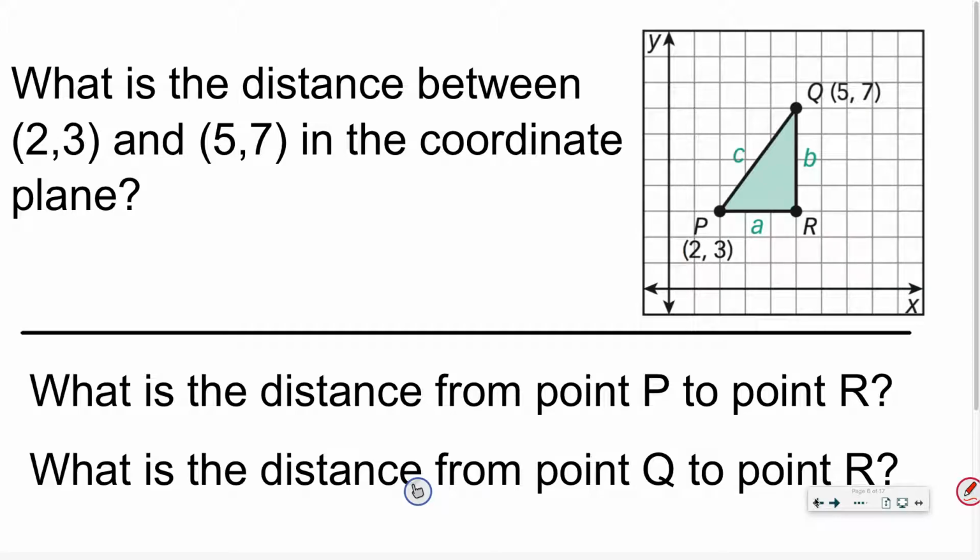I need any two sides. Right? Based on this, what two sides could I find? Yeah, I can find A and B. Notice that because I'm using the graph paper, I already have the units of that graph paper represented. What is the distance from point P to point R? 3. And if I look here on the graph paper, I have 1 unit, 2 units, 3 units. Okay, so my length here is 3. And how about from R to Q, or Q to R? 4. 1, 2, 3, 4. So my length there is 4.